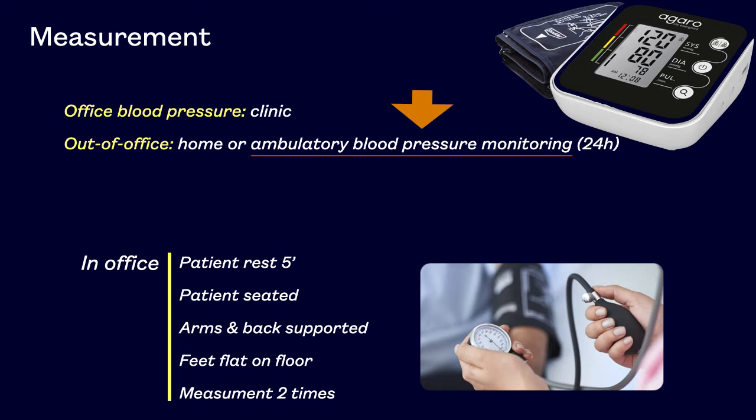Ambulatory blood pressure monitoring is the best way to diagnose hypertension, but it's not always feasible, and it's usually done when the office and home blood pressure measurements are really discordant from one another. Now, the first step for an office blood pressure is to make sure that the patient has rested for at least 5 minutes and is properly positioned, sitting with the arms and back supported and the feet flat on the floor. This measurement should be repeated at least 2 times.